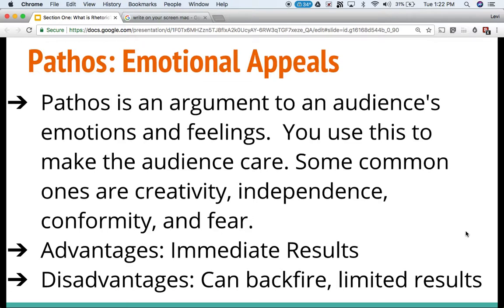You use this to make the audience care. You want them to care about your company. You want them to care about your product. So some common ones that you see are creativity. So being creative.